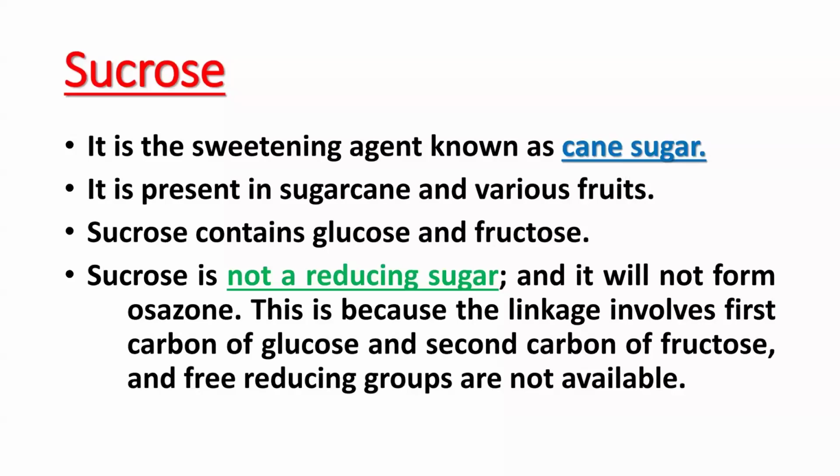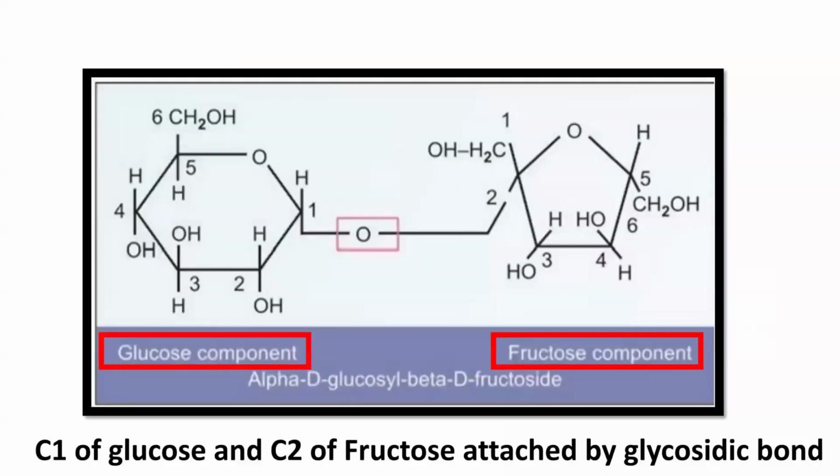Yes, what we call an osazone is formed when you react a reducing sugar with some chemical. A non-reducing sugar does not form an intermediate called an osazone. Because sucrose is a non-reducing sugar, it doesn't have the free aldehyde or ketone functional group. That is why it doesn't react, and therefore the osazone will not be produced.